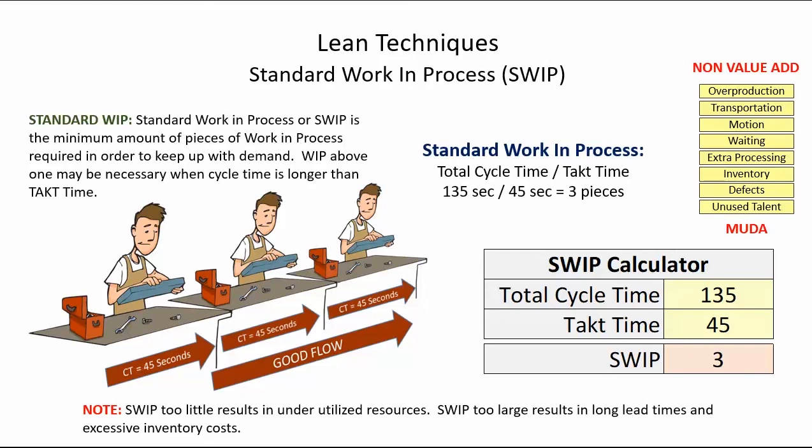Note, not enough standard work in process will often result in underutilized resources and reduced productivity. Too much standard work in process, or SWIP, can result in long lead times and excessive work in process inventory.